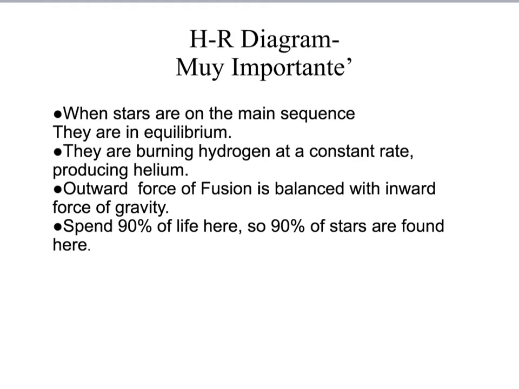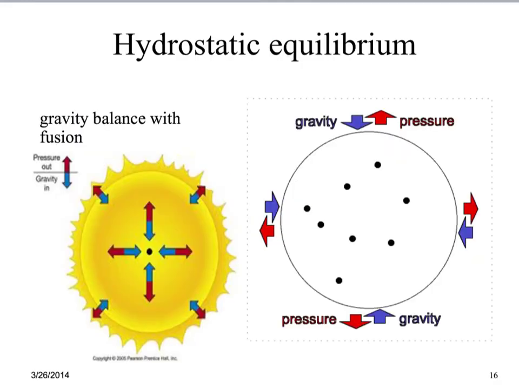So the main sequence is a really important function of a star's life because this is where they're in equilibrium. So stars that are in equilibrium are not getting bigger, they are not getting smaller, they are stable. They're happily burning hydrogen at a constant rate, producing helium. So when they're in this state, they're balanced. And they spend about 90% of their life there, which means we find 90% of stars there. This is what our sun is currently in. It is on the main sequence.